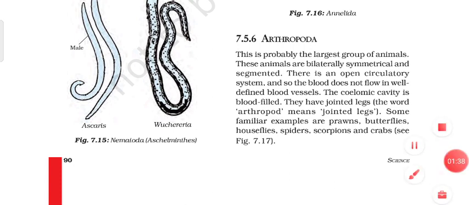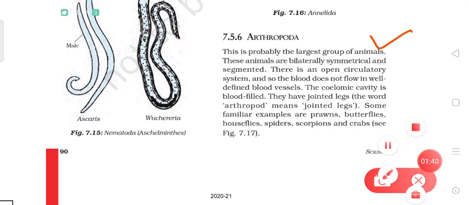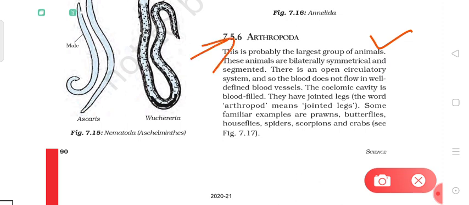First of all, the phylum Arthropoda is actually the largest group of animals, means the animals in this group are maximum in number and very much diverse. They are living in different types of habitats. Another, if we talk about the name of this phylum Arthropoda, that means they have jointed appendages, right? Jointed appendages or jointed legs.